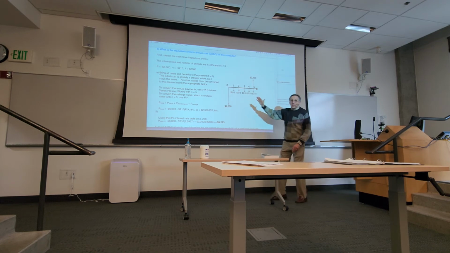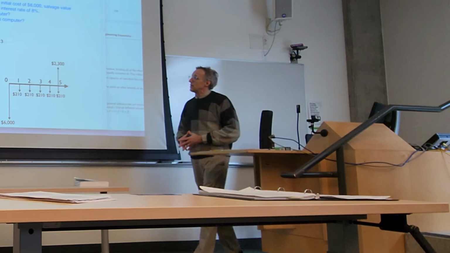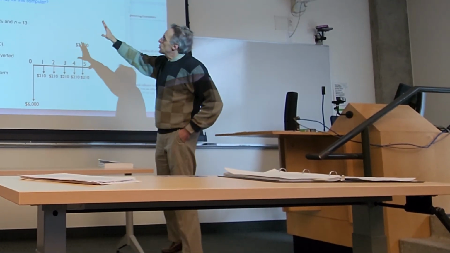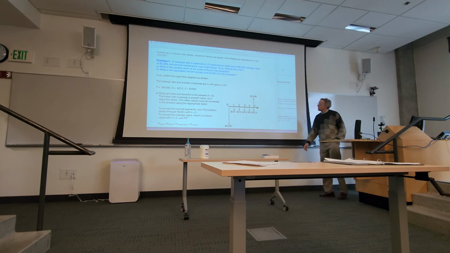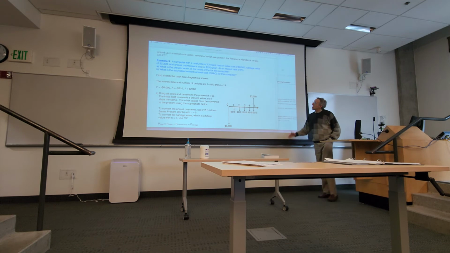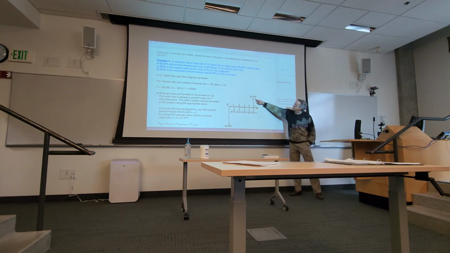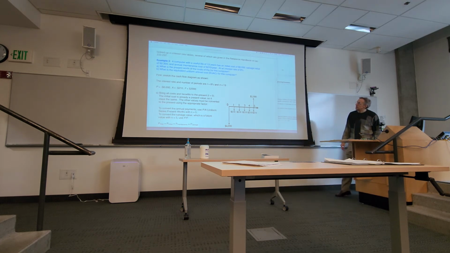How do you do that? And that's what this problem is about. And I think this would be a common problem you would see. A computer with a useful life of 13 years has an initial cost of $6,000. So there's our $6,000 initial cost, salvage value $2,300, an annual maintenance of $210. The interest rate is 8%.